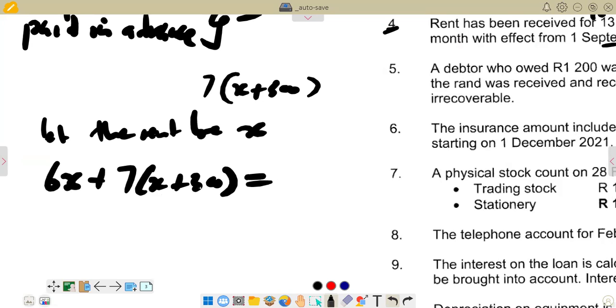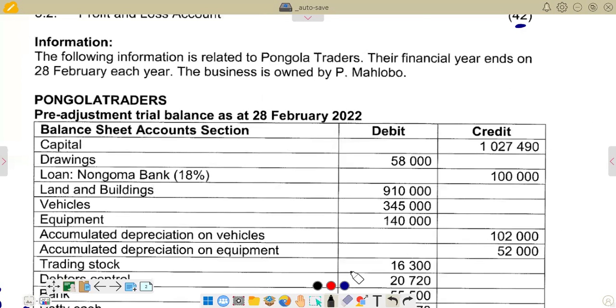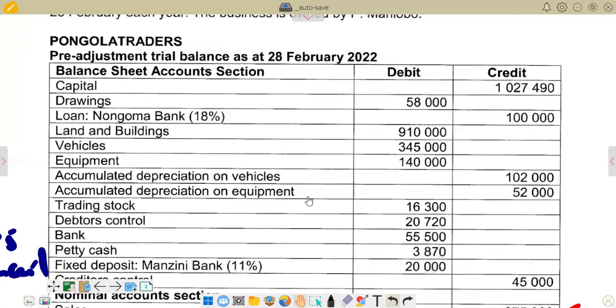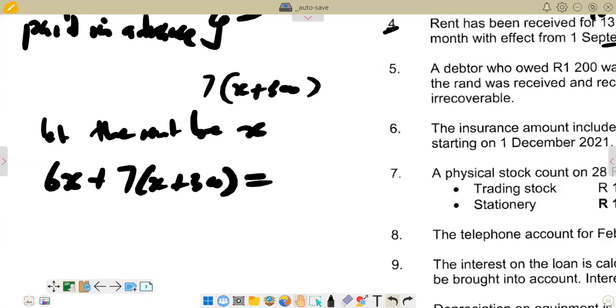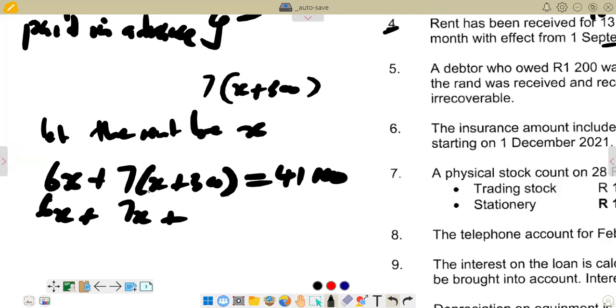Then if you calculate this, you are supposed to get the figure we have in the list of balances, which for rent income is 41,100. So you say it is equal to 41,100. It's as simple as that. Then you solve the equation. Just remove the brackets first, so 6x plus 7x plus 7 times 300, which is 2,100, equal to 41,100.